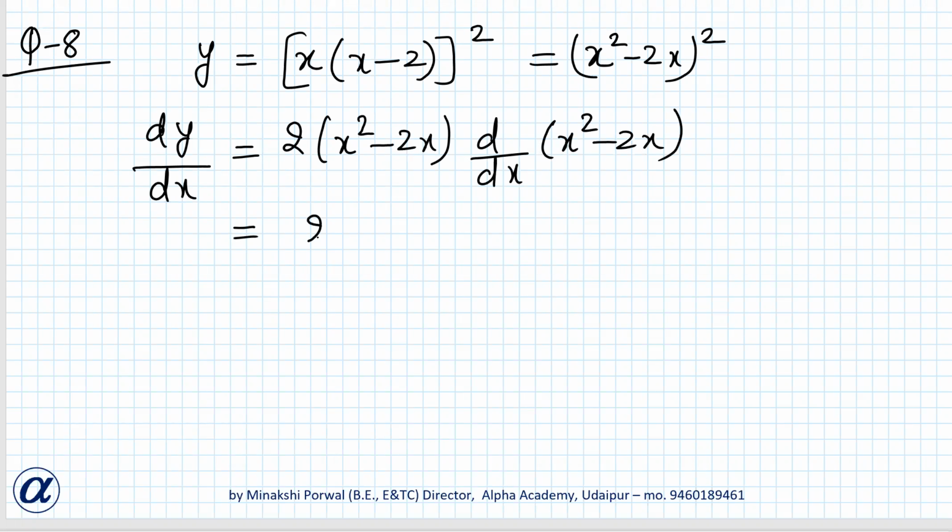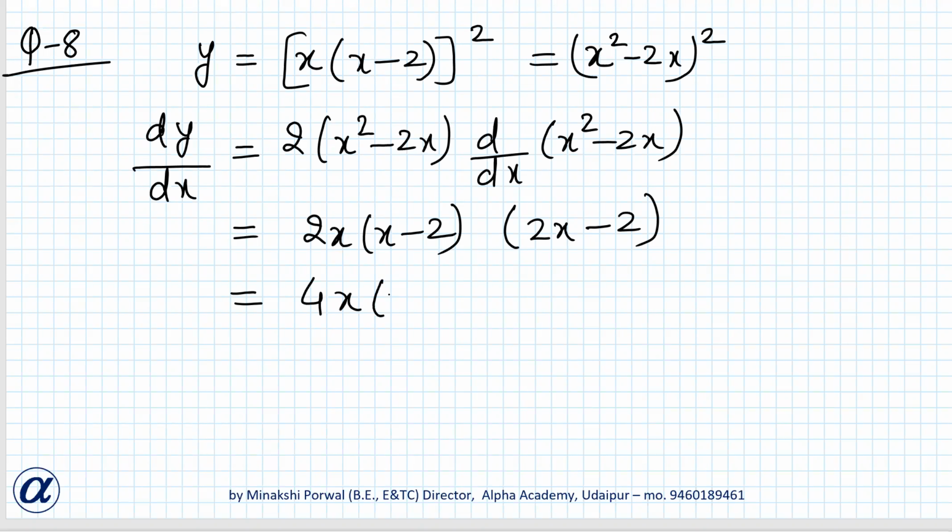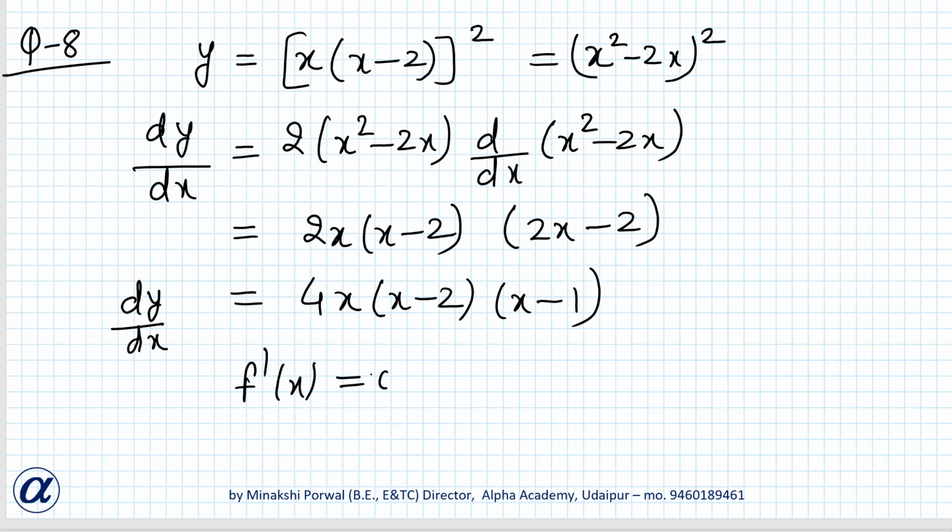So this is equal to 2x into x minus 2, d by dx of x square is 2x minus 2. Or this can be written as 4x into x minus 2 into x minus 1. Okay. So now if we put f dash x or dy by dx equals to 0, we'll get x equals to 0, x equals to 1 and x equals to 2.